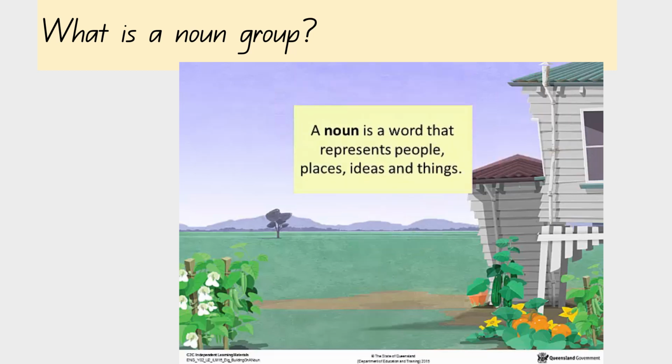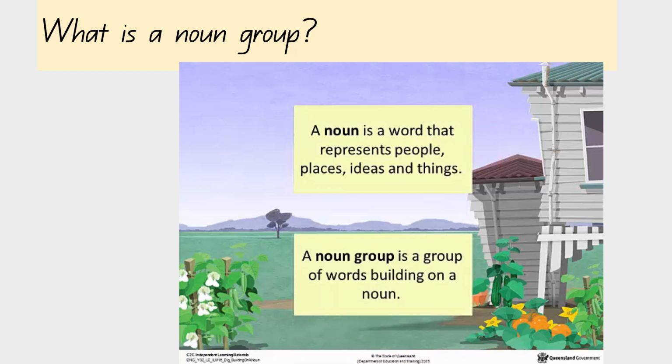Remember, a noun is a word that represents people, places, ideas and things. A noun group is a group of words building on a noun. Noun groups engage the reader. They make your story easier to understand because you are giving the reader more information to work with. You are describing characters and settings in ways readers can understand and imagine. Building on a noun will make your readers want to read more and more and more.